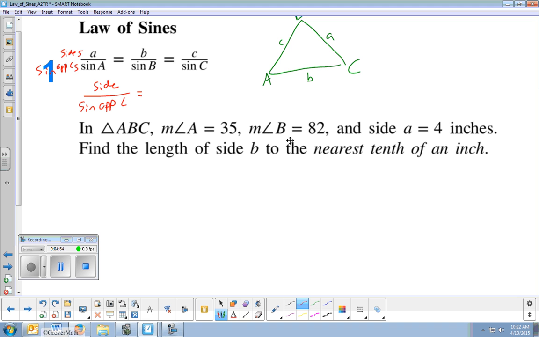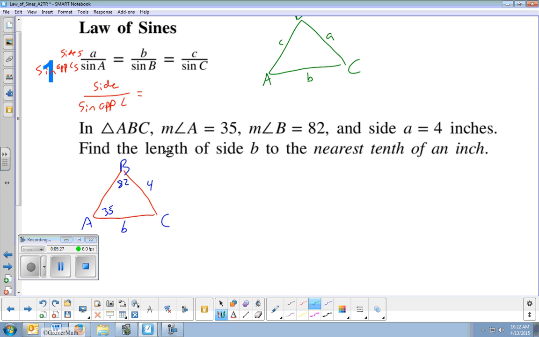So in triangle ABC, and you don't have to draw the pictures for these every time, but I'm going to do it just to help out a little bit. So we'll call it A, B, and C. Angle A is 35. Angle B is 82. Side A is opposite angle A, would be 4. And what is the length of side B, which is opposite angle B here?